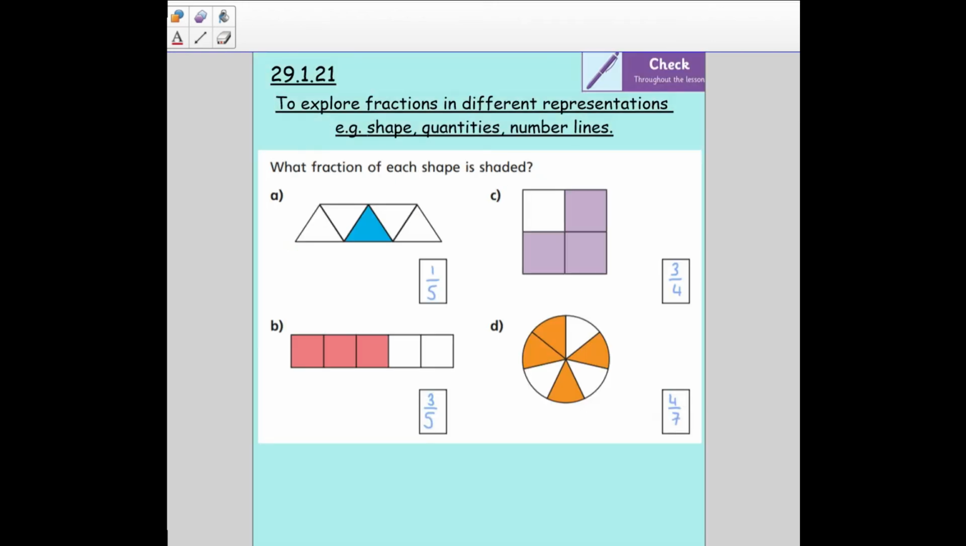Good work today, guys. Now it's your turn to mark your work. So, this is question 1. What fraction of each shape is shaded? The first one is A, 1/5, B, 3/5, C, 3/4, and D is 4/7.